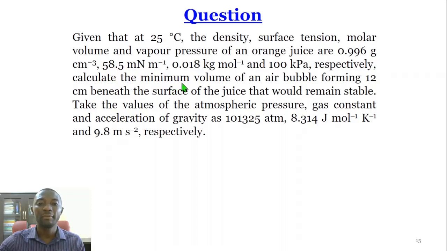Calculate the minimum volume of an air bubble forming 12 cm beneath the surface of the juice that will remain stable. Take the values of the atmospheric pressure, gas constant, and acceleration of gravity as 101,325 Pa, 8.314 joule per mole per Kelvin, and 9.8 meter per second squared, respectively.